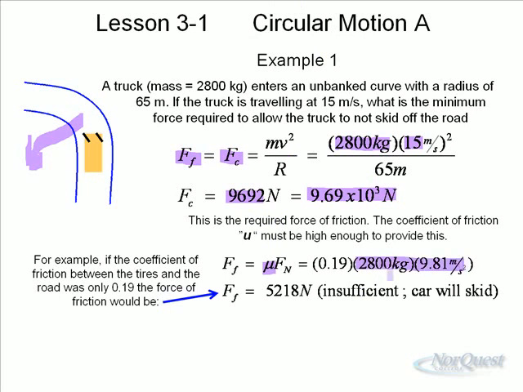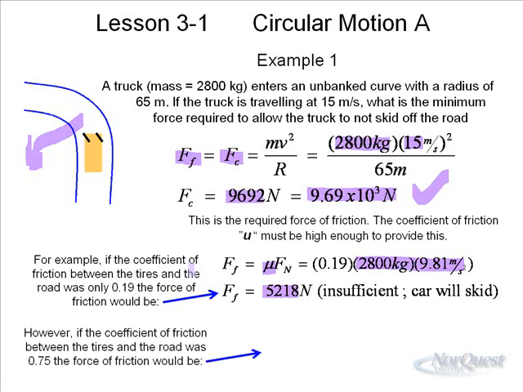And when you multiply 0.19 times the weight of the object, we only get 5218 newtons of frictional force, and that's insufficient. We need 9692. So with a low coefficient of friction, and this would be on a day where it just rained and the roads are slick, or maybe on a slippery winter morning, the coefficient of friction can be quite low. And if you're going too fast through a corner, if the coefficient of friction is insufficient, or you've got bald tires, then that could be a real serious problem.